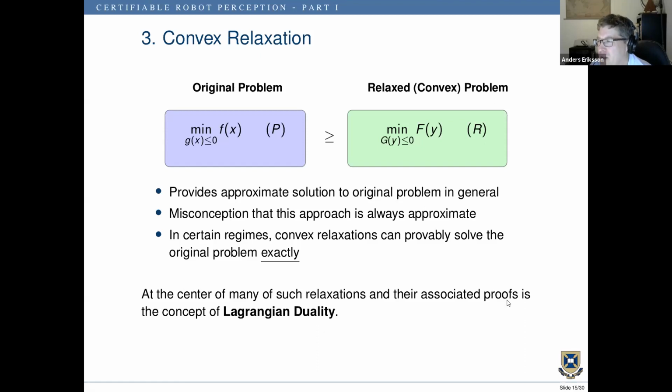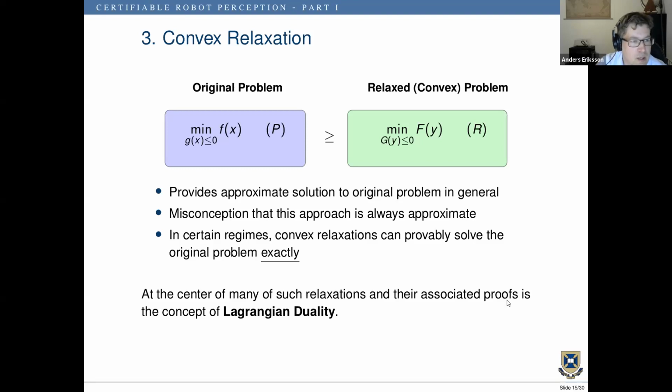Now, in general, an approach like this normally only provides an approximate solution to the original problem. But it's a misconception that this approach is always approximate. It turns out that in certain situations, convex relaxation such as this can provably solve the original problem exactly. And at the center of many such relaxations and their associated proofs is the concept of Lagrangian duality.